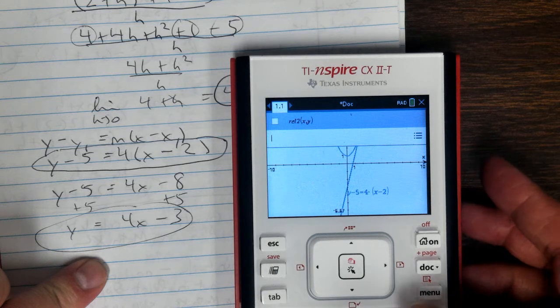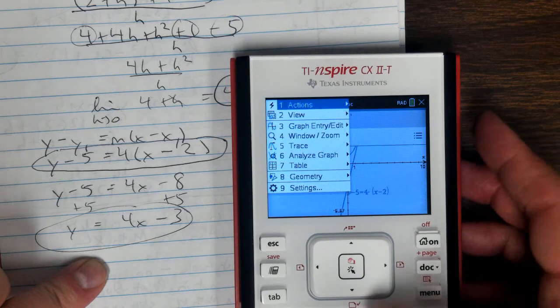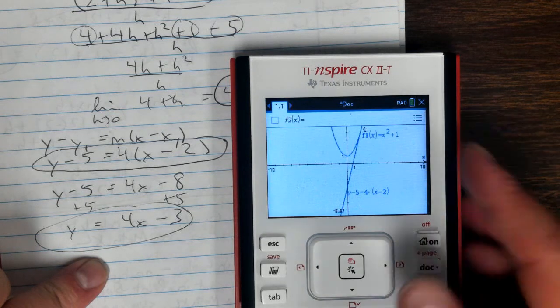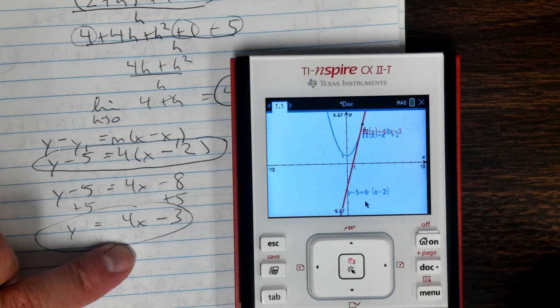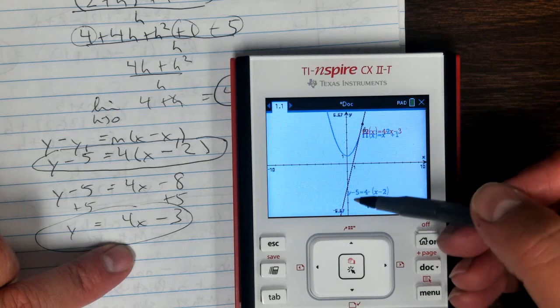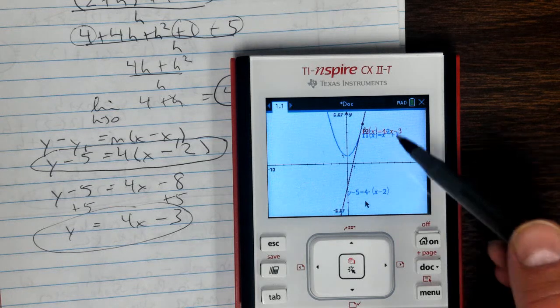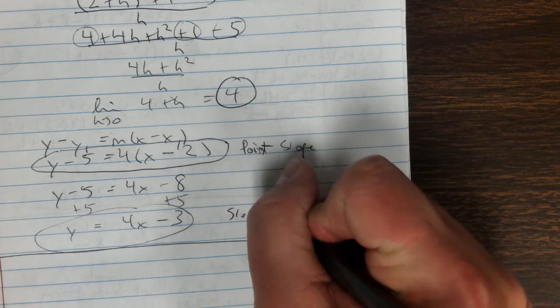Whoops, I need to change this back. To change it back, you press Menu, Graph Entry, and then Function. And then I'm going to put 4x minus 3. And so there it made it red, and now it's purple because it overlapped, because red and blue is purple. So that's how you know it's all right. So this is the slope intercept.